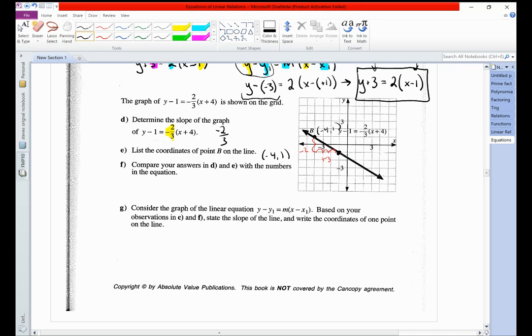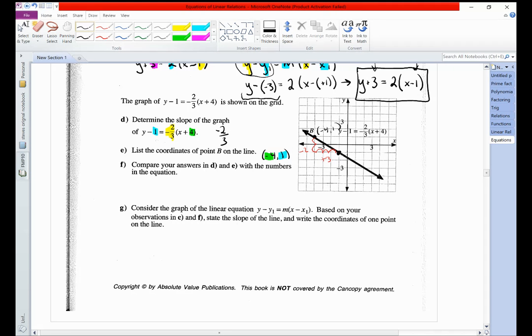You can see that the slope matches. We already talked about that. The x coordinate matches. It's 4 and 4. This one's negative, but that comes with the equation. And then 1 and 1 there.